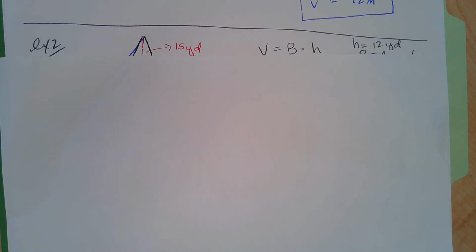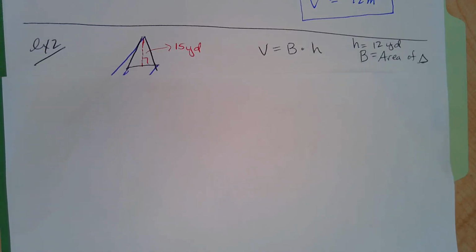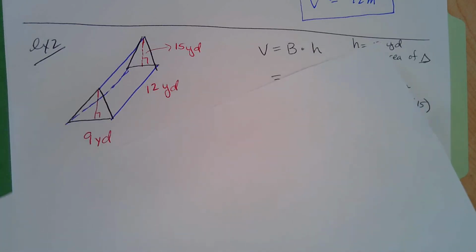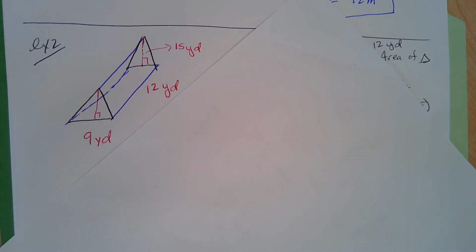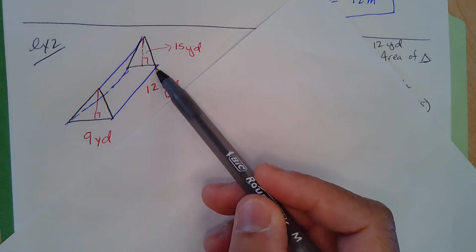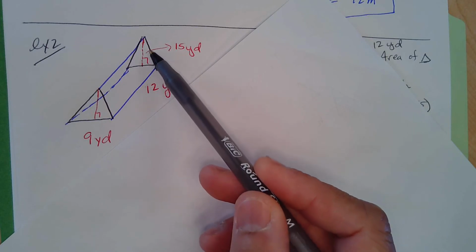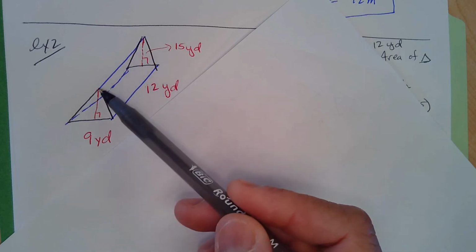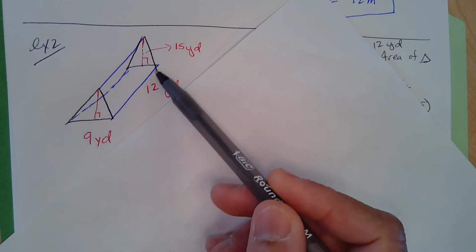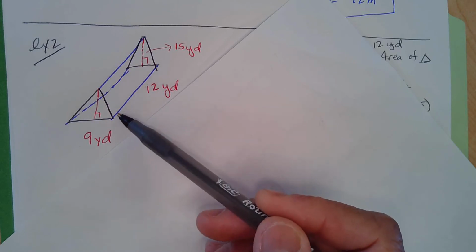Okay, example 2, we're going to find the volume of a triangular prism. So that's our triangular prism, and as I mentioned, always identify the height first. So the height in this case will be this segment here, because the height is between the two parallel bases and it's perpendicular to each base.